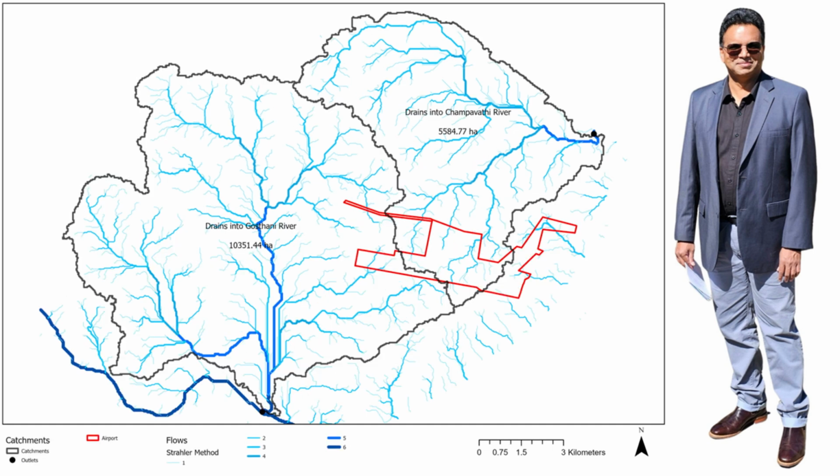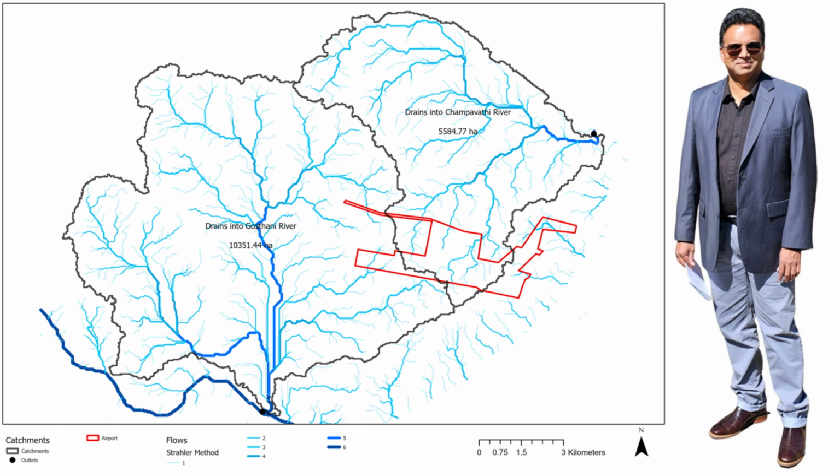In this slide, you can see the airport site is located between two natural catchments, one draining into the Gotsani River and the other into the Champavati River. Most of the airport area is found to be draining towards Champavati River.